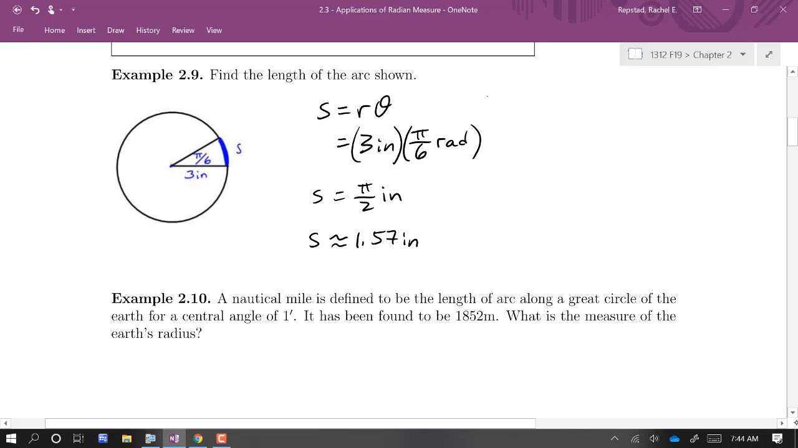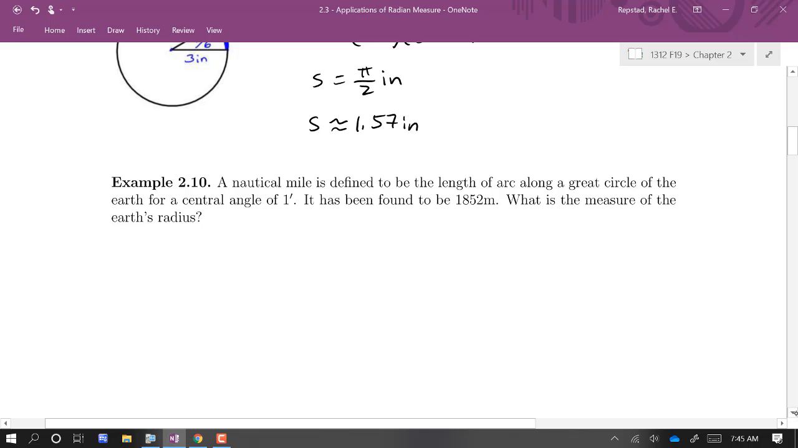Let's do another one. A nautical mile is defined to be the length of arc along a great circle of the Earth for a central angle of 1 minute. And it has been found to be 1,852 meters. We want to know what's the measure of the Earth's radius. So a great circle of a sphere in general, and we're considering the Earth to be a perfect sphere for the purposes of this problem, is like a circle you measure around at the widest point. So just consider that we have a circle drawn around the Earth, and the central angle of 1 minute.